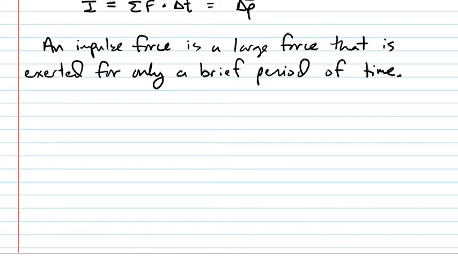When you have an impulse force, to an approximation, the net force will equal the impulse force. So during the brief time period that the impulse force is being applied to the object, we can pretend that that is the net force. We don't have to worry about any other forces that are acting on the object to a first approximation, and that can simplify matters.